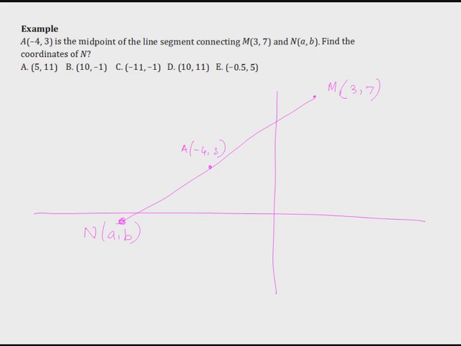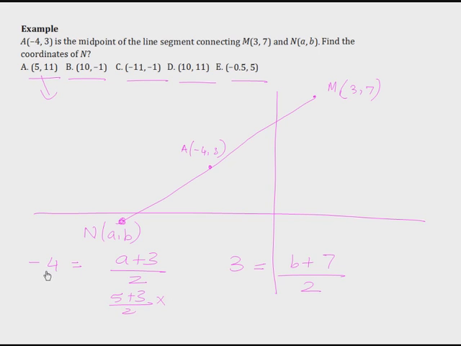Well, the easiest way to solve this question is to take values for N and check if that's the midpoint. So I know that minus 4 should be a plus 3 by 2, and I know that 3 should be b plus 7 by 2. Let's just plug in values for a and b. Let's try the first answer. a is 5. 5 plus 3 by 2, not happening.